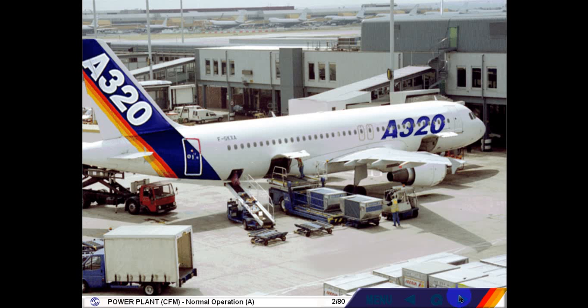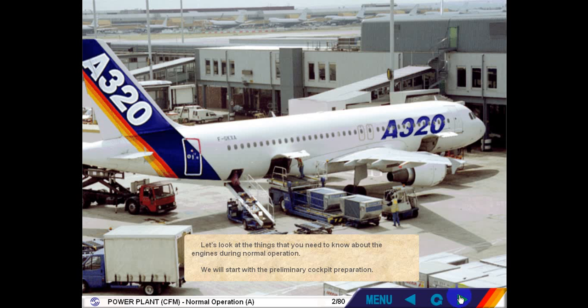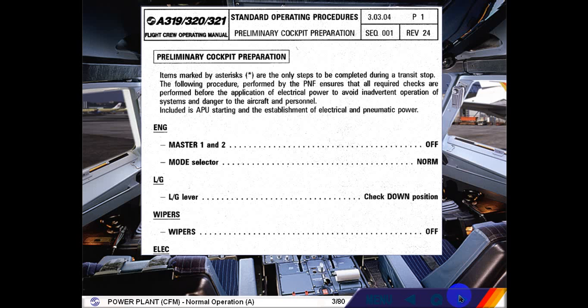Let's look at the things that you need to know about the engines during normal operation. We will start with a preliminary cockpit preparation. You are in the cockpit. The pilot non-flying ensures that all required checks written in the Standard Operating Procedures (SOP) are performed before the application of electrical power.